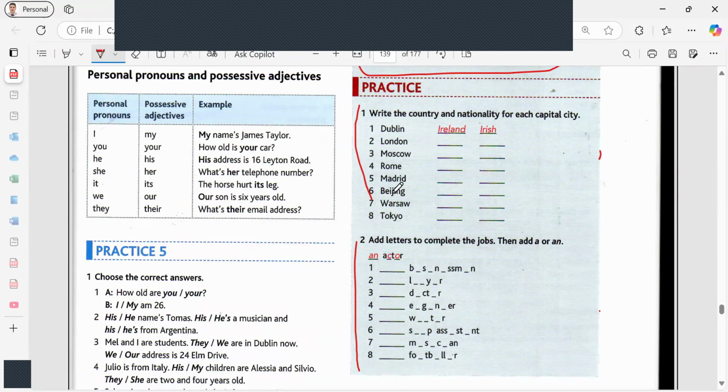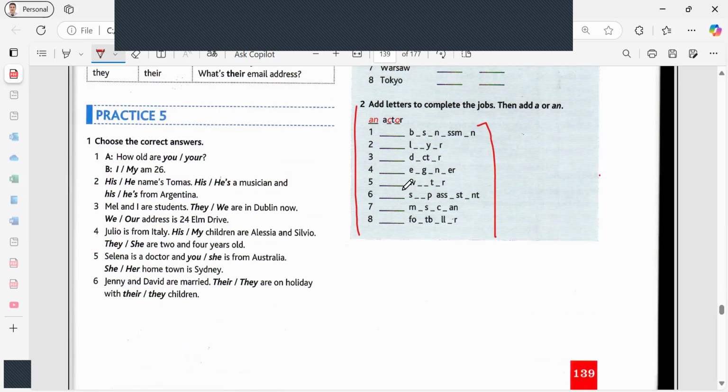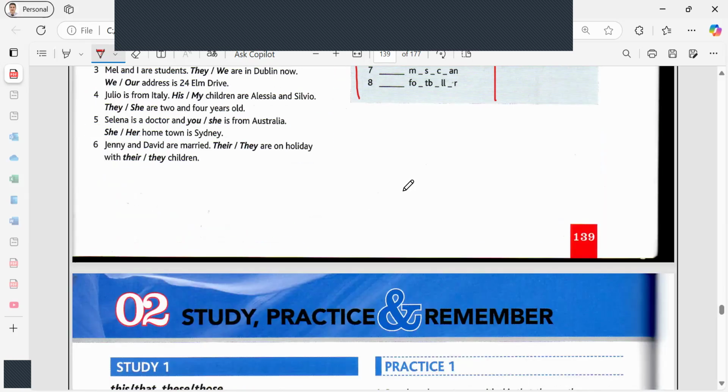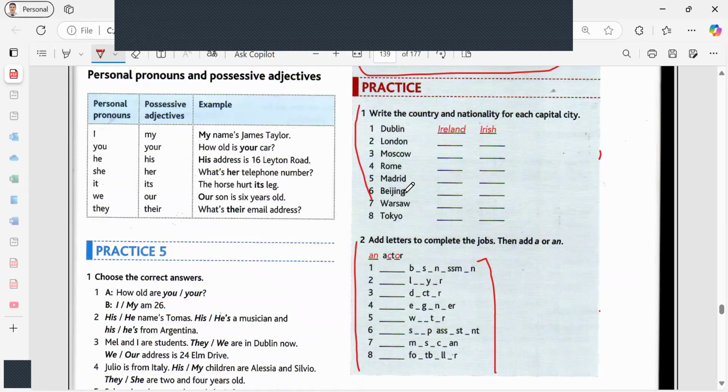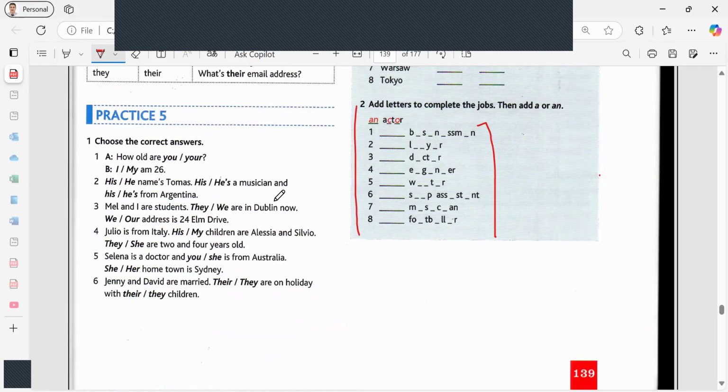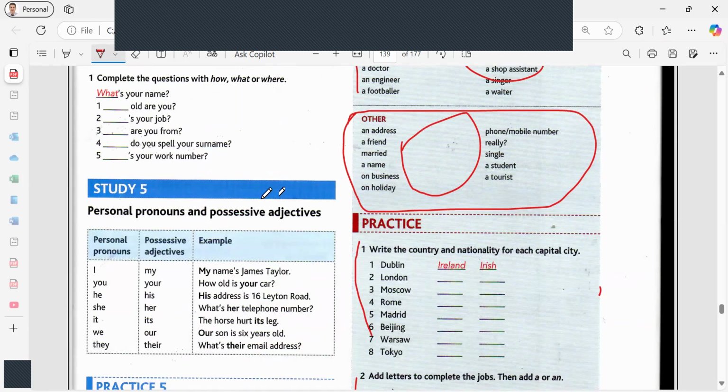In the exam, you have spelling questions like this. You have some words missing some letters, and you need to write the right letters. Okay? So now, which unit would you like to revise? Let me start quickly with Unit 1.